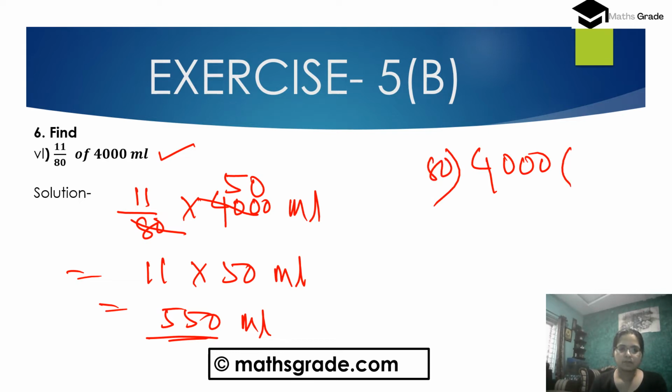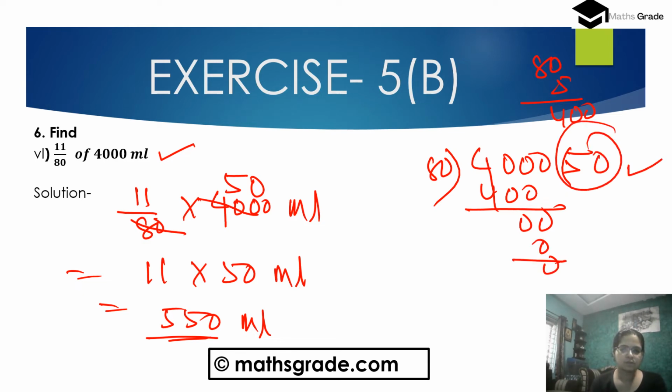4000 divided by 80. 80 multiplied with 5 is 400. Bring down the 0. Now 80 multiplied with 0 is 0. So the answer is 50.